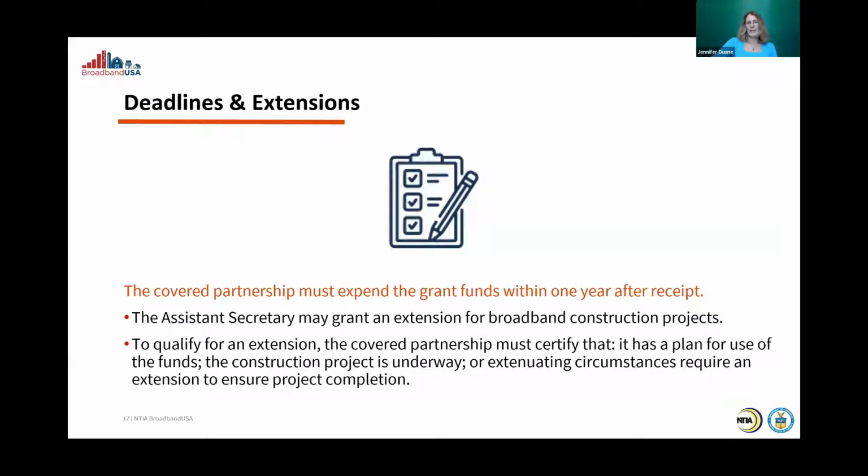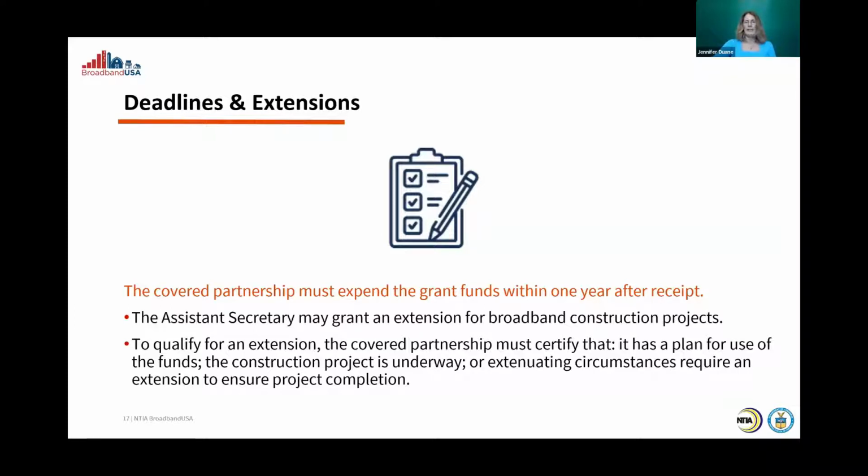And in that case, the Act provides that the Assistant Secretary may grant extensions of the award period. So to qualify for the extension, the covered partnership just must certify that it has a plan for use of the funds, the construction project is underway, or extenuating circumstances require an extension to ensure project completion.